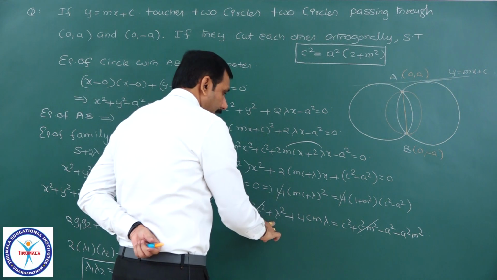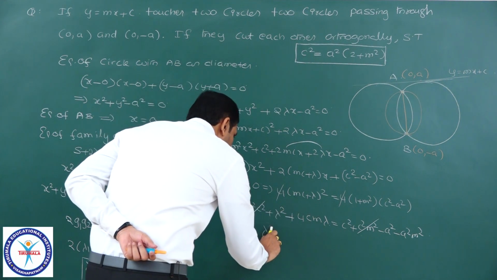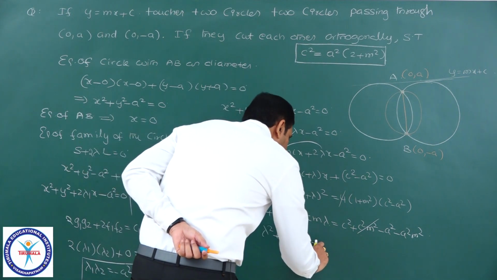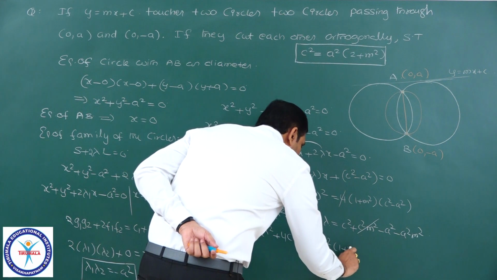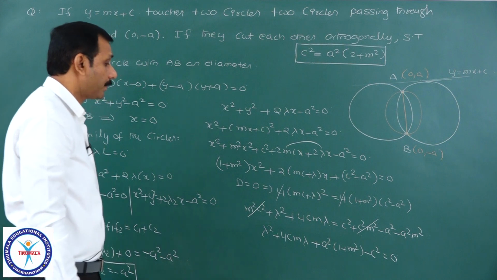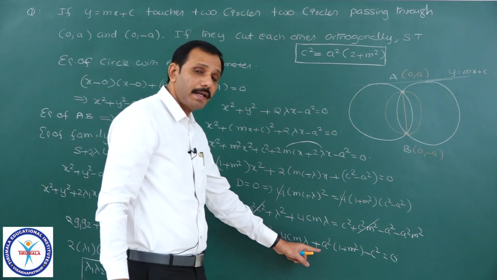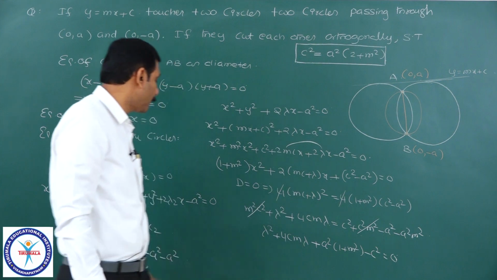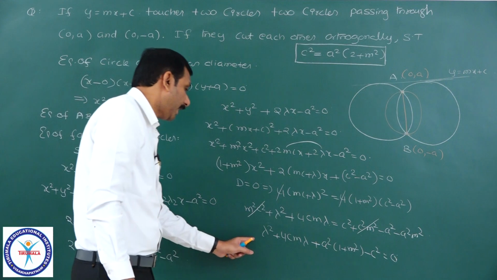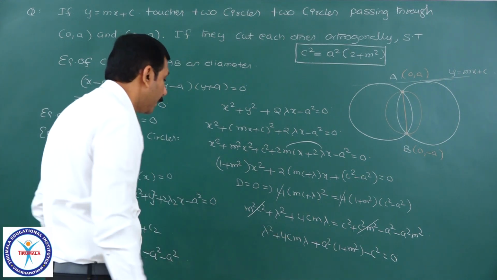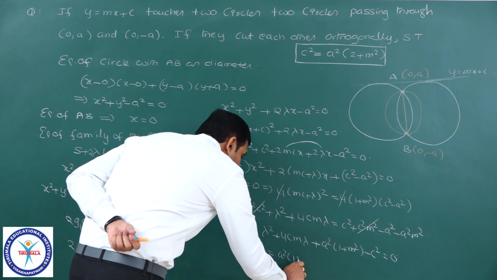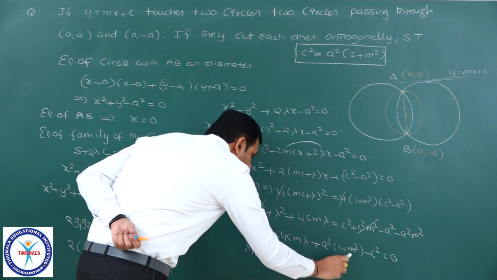Now I will write it as a quadratic in terms of lambda: lambda square plus 4cm lambda plus a square into (1 plus m square minus c square) equal to 0. Now observe this. It is a quadratic in lambda, and we know it has two values, lambda 1, lambda 2, for these two circles. And if I take the product of the roots, lambda 1 into lambda 2 equal to a square into (1 plus m square minus c square).